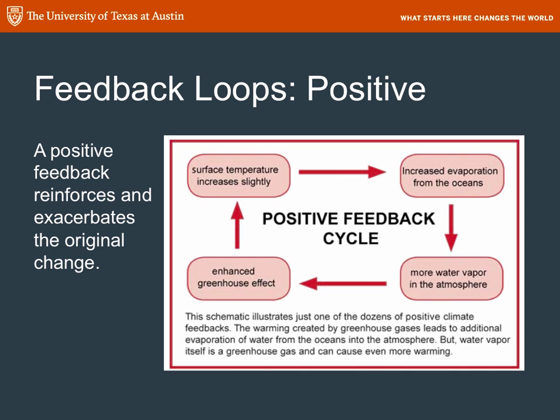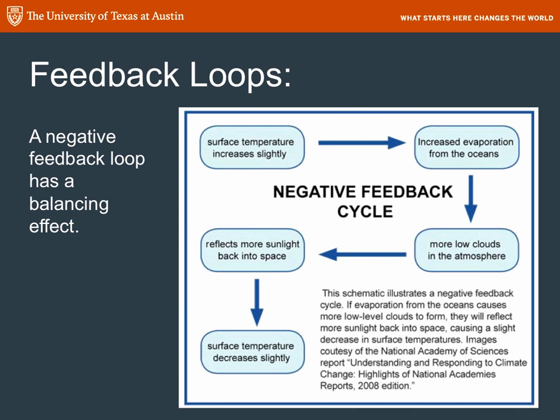Of course, there's a limit on this one because there's a limit to the amount of water vapor the air can hold. A negative feedback loop has a balancing effect, and evaporation tends to do this more commonly. The surface temperature is increased a little bit. That causes more evaporation from the oceans, which puts clouds in the atmosphere, which reflect the sunlight back into space, so there's less heat absorbed, and so temperature decreases slightly. So a negative feedback loop brings the temperature back into balance.